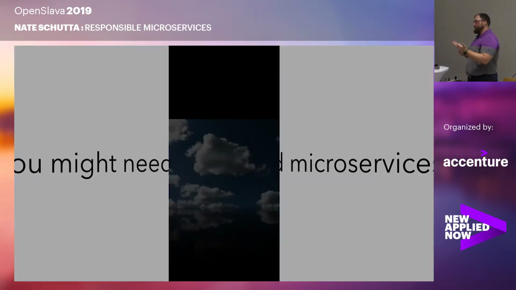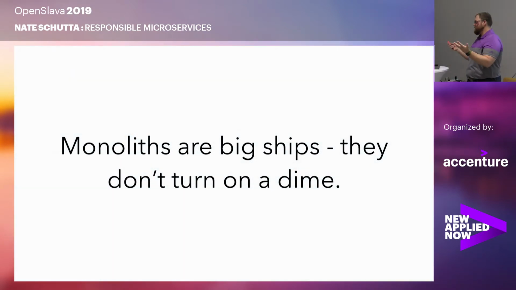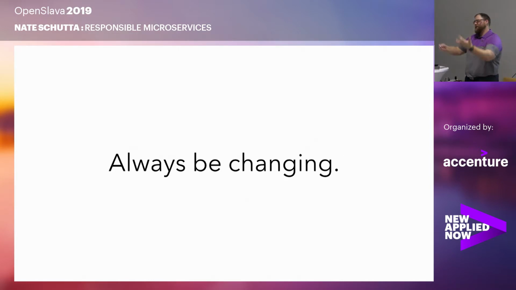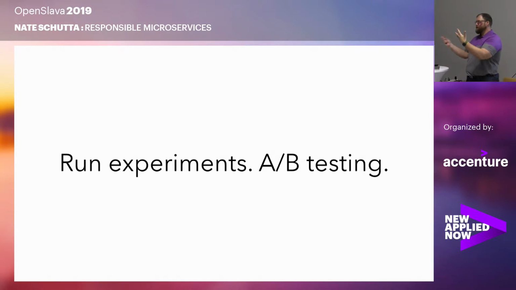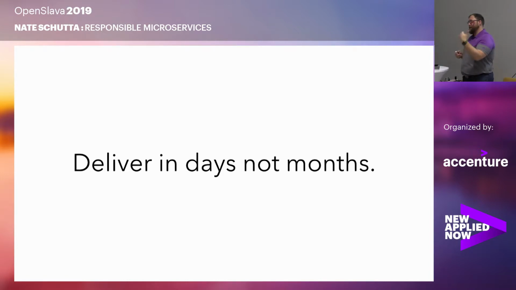We also want to consider independent life cycles. Monoliths, they're big ships. They don't turn on a dime. And that was fine when things moved fairly slowly in our industry. But that's not the world we live in today. We have to embody that always be changing mindset. We need to be able to run experiments. We need to be able to do A/B testing. We need to be far more responsive to our business partners than we've been in the past. We need to deliver in days, not months.